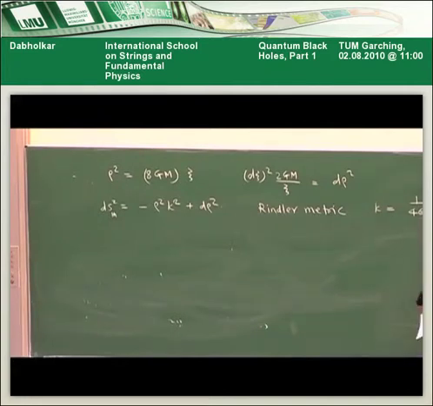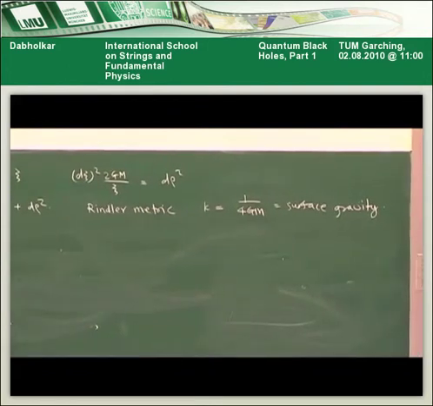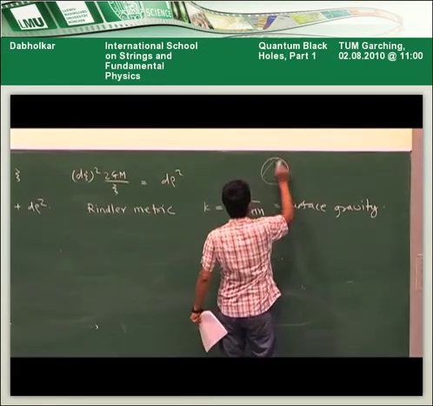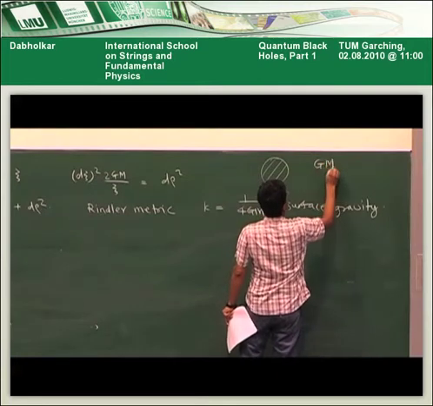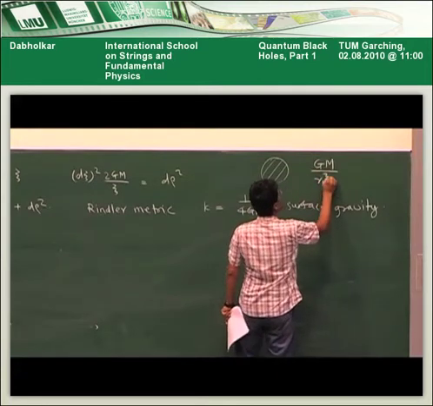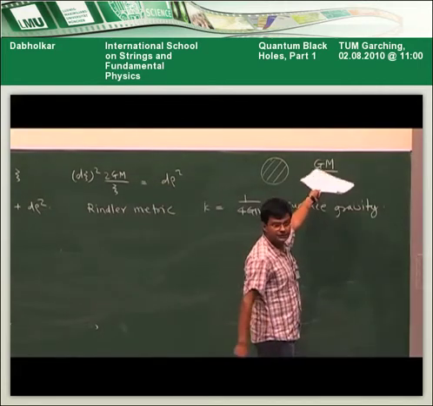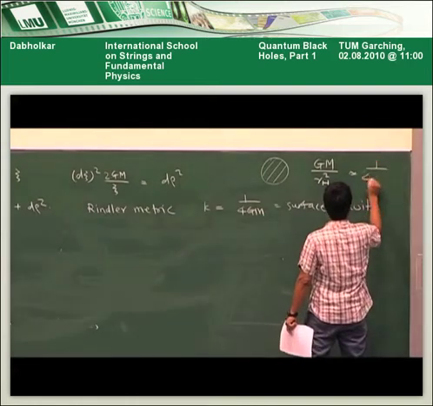And intuitively you can think of it as basically Newtonian acceleration. If you had a star, or some object, of radius 2GM, then GM upon r square would be the acceleration just by dimensional analysis. So the acceleration will have dimensions of GM upon r square, and if r is equal to 2GM, this is equal to 1 upon 4GM.